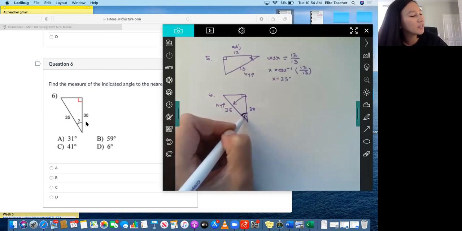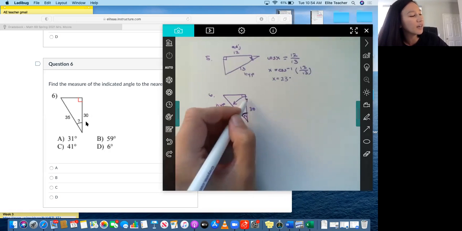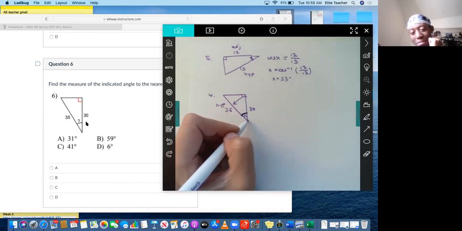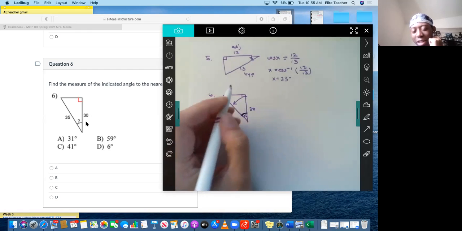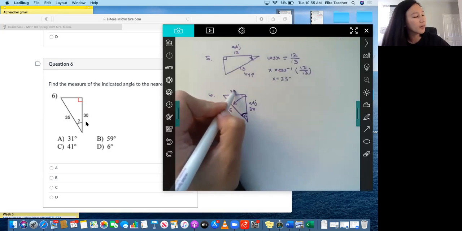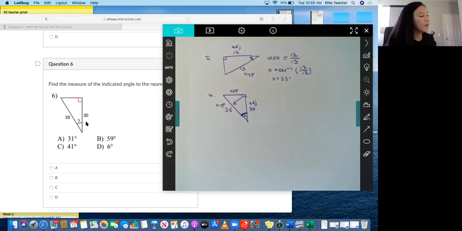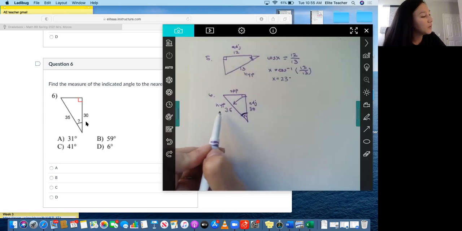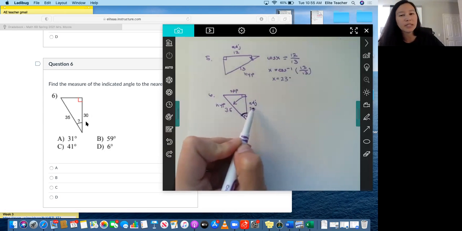Okay, and then remember, here's our reference angle. So the 30, is that our adjacent or our opposite? The adjacent. Yep, so the opposite would be the one across over here. Okay, so then they gave us our hypotenuse and our adjacent side.